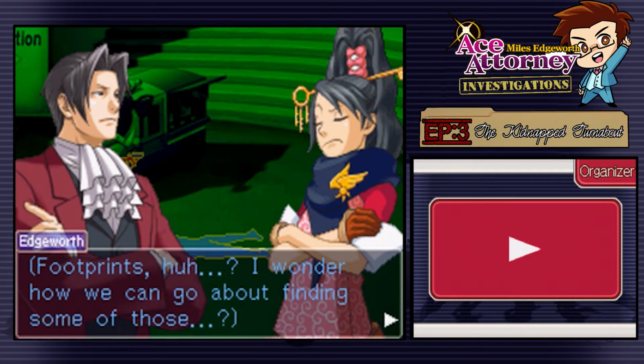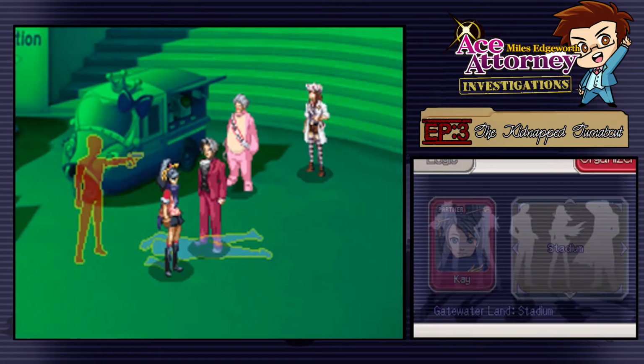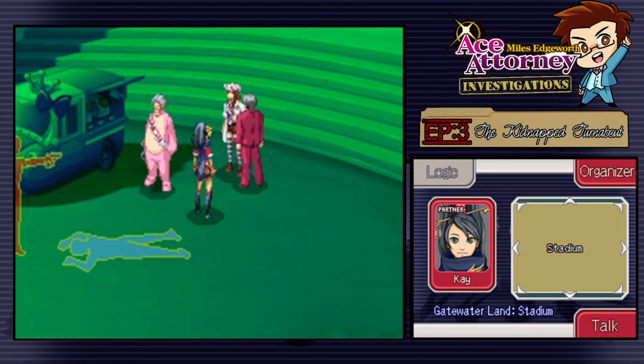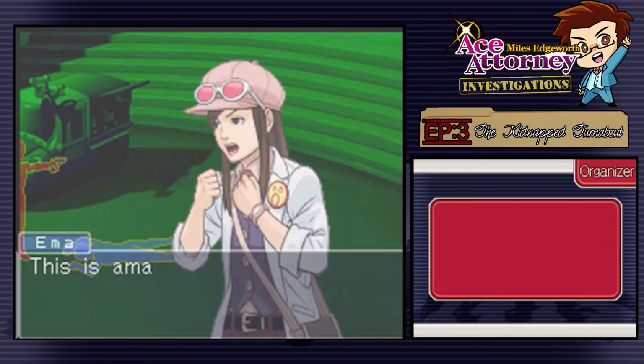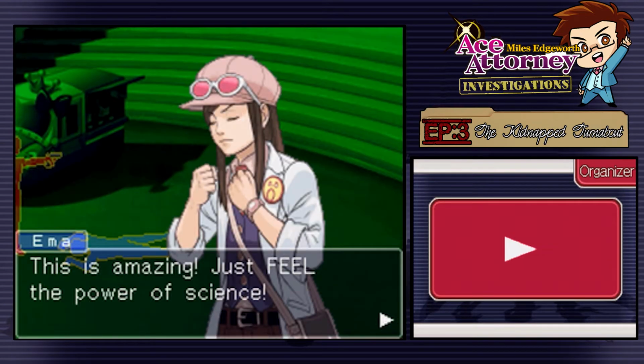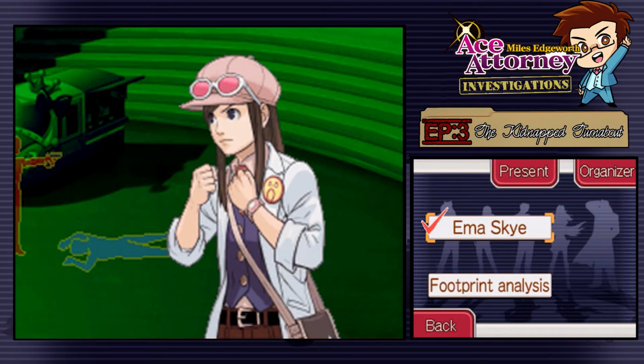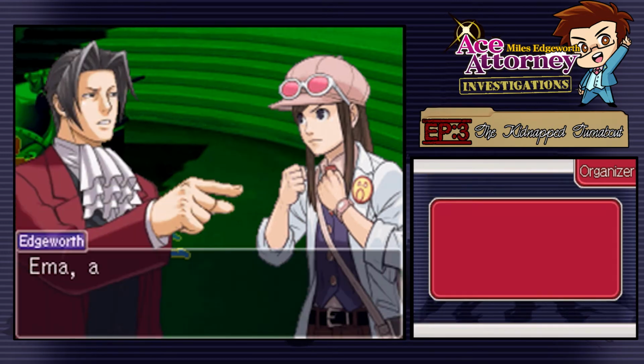Footprints. I wonder how we can go about finding some of those. Emma! This is your cue! Emma! Footprints! This is amazing! Just feel the power of science! Footprints, there it is!